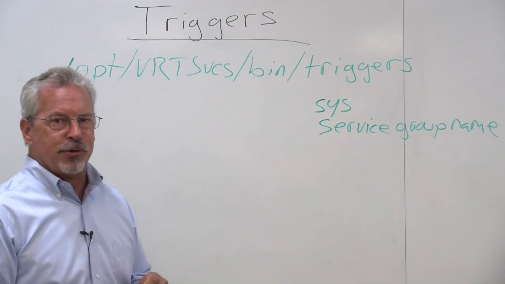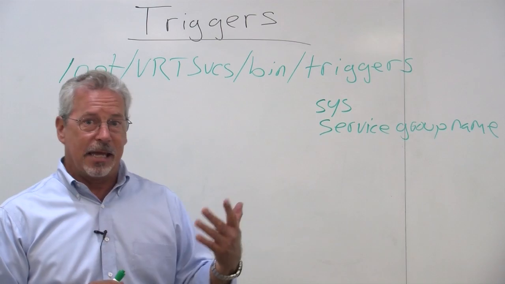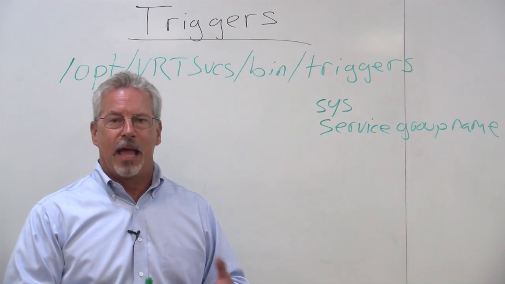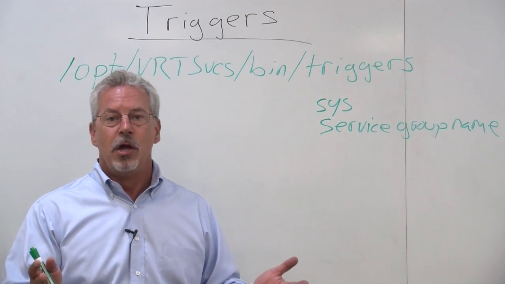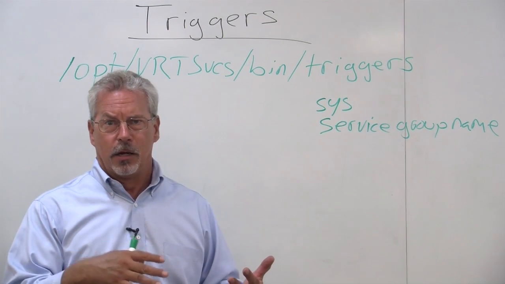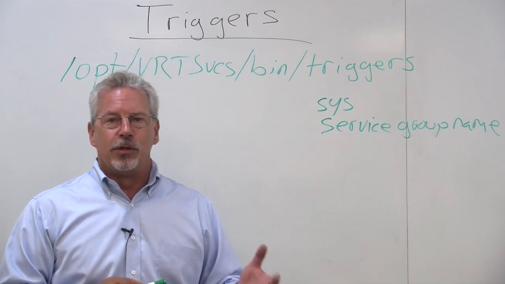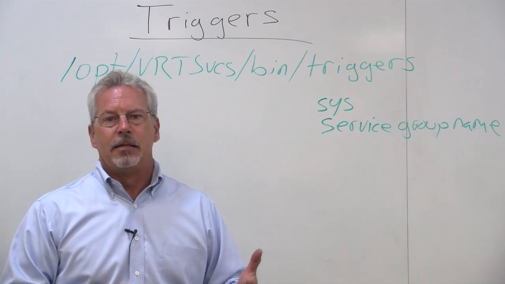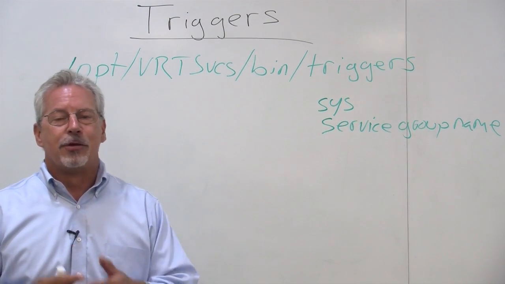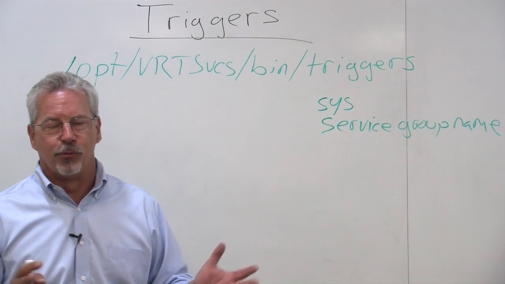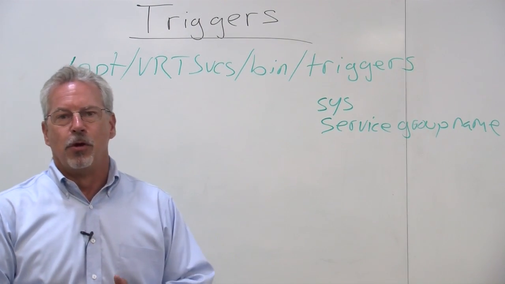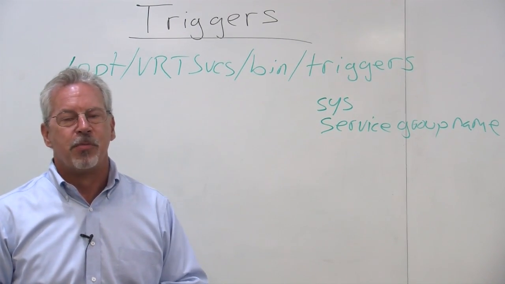Some of the examples of the triggers that are available to you are things like injeopardy, which would get triggered anytime a cluster node goes down to one remaining cluster communications link. Another one is the nofailover event, which is a trigger that will get invoked anytime a service group goes offline and has nowhere else to go back online for whatever reason. Maybe it's faulted on all the other nodes in the cluster and just has nowhere to go.